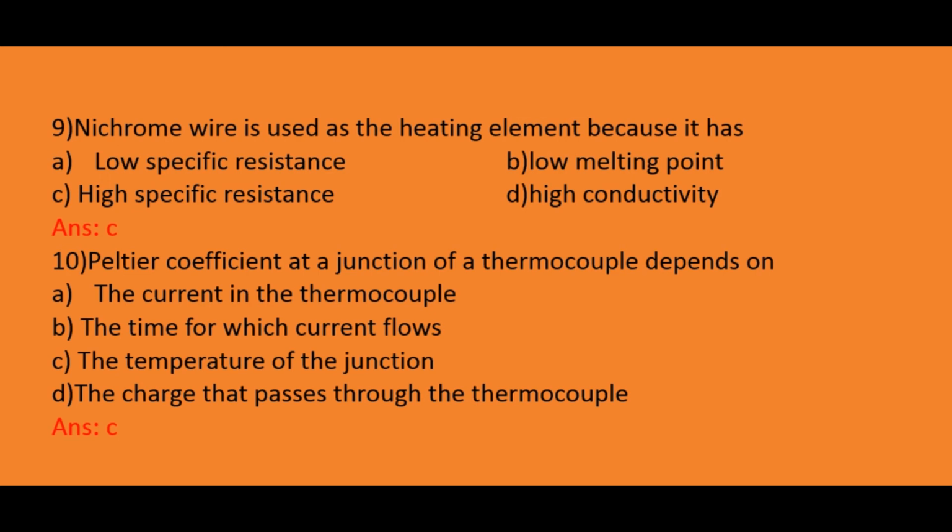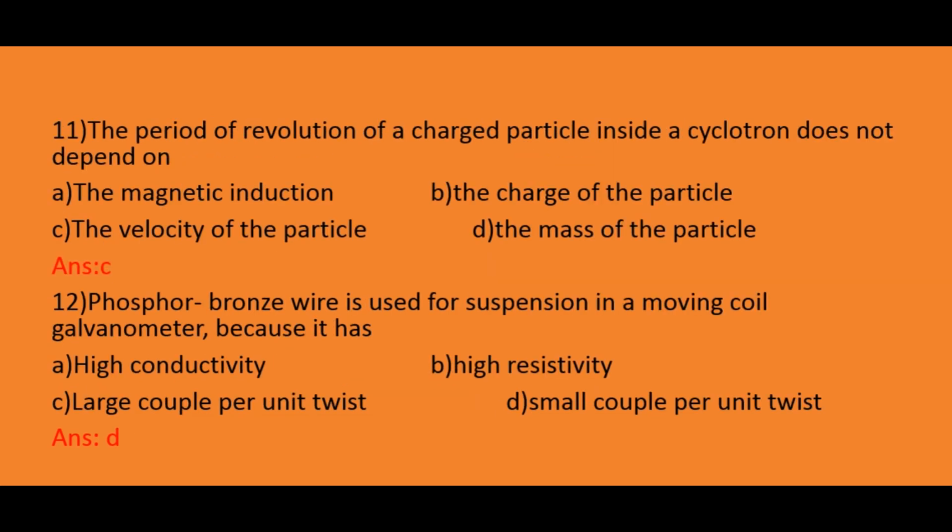The next one is: the period of revolution of a charged particle inside a cyclotron does not depend on. The period, that is time T, of a charged particle in a cyclotron does not depend on what? The four options are the magnetic induction, the charge of the particle, the velocity of the particle, and the mass of the particle. So the answer is C, the velocity of the particle. In a cyclotron the period T does not depend on the velocity of the particle.